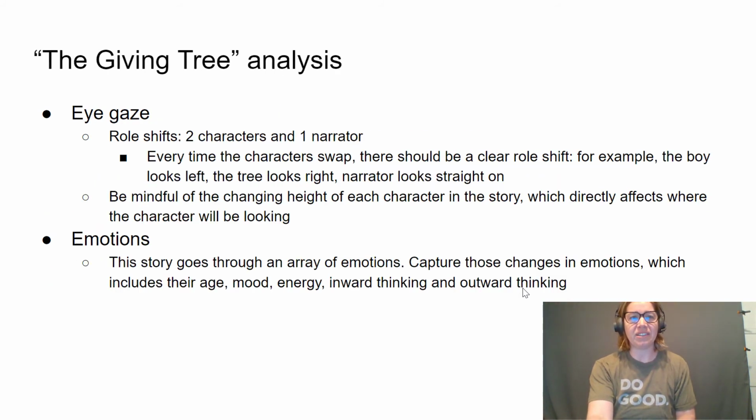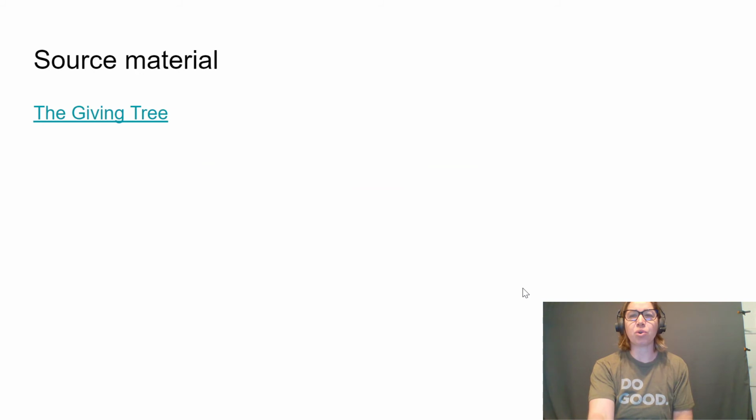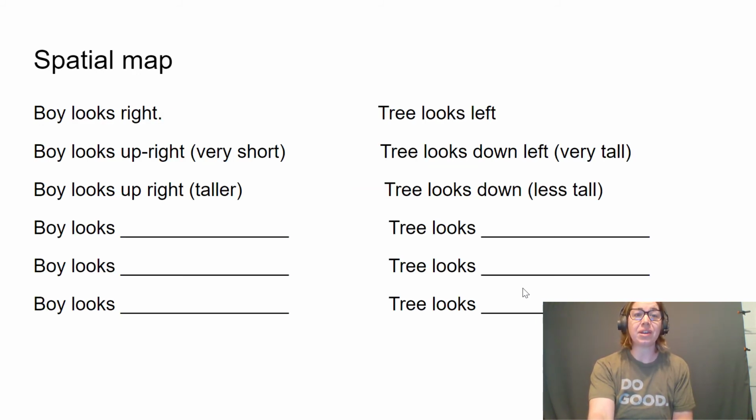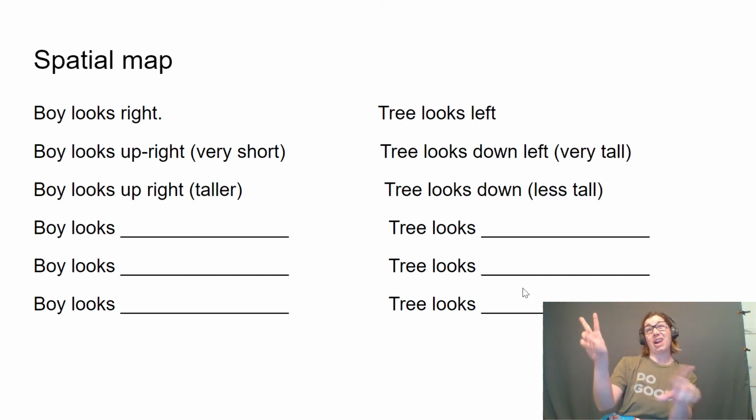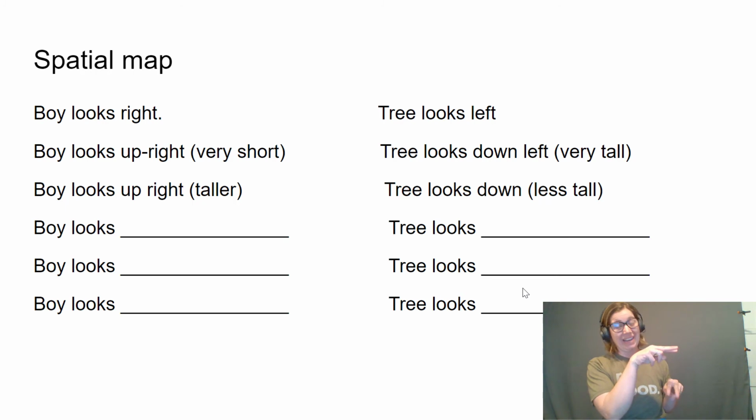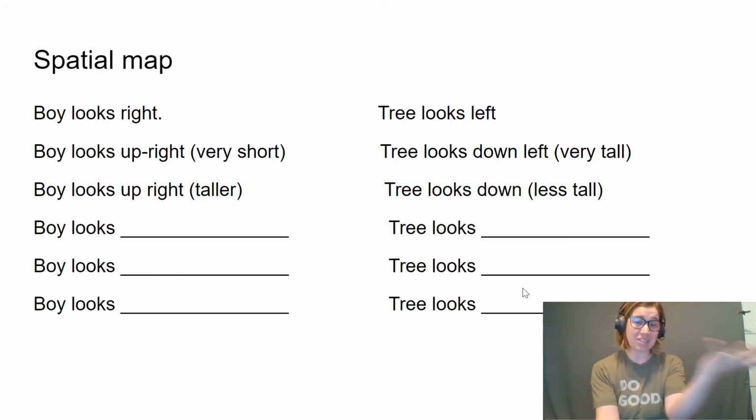So this is the source material. Go ahead, watch the source material, take your notes. This is an example of the spatial map. I have the boy looks right on the left because that makes sense to me. Literally, if you're looking right, you would be on the left, right? And if you're looking left, you'd be coming from the right. So this is my spatial map.